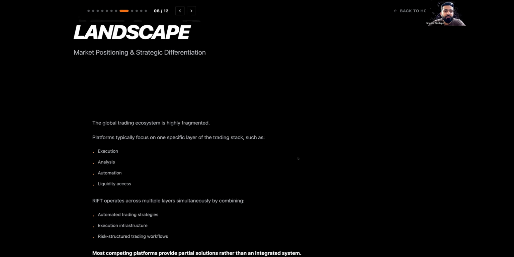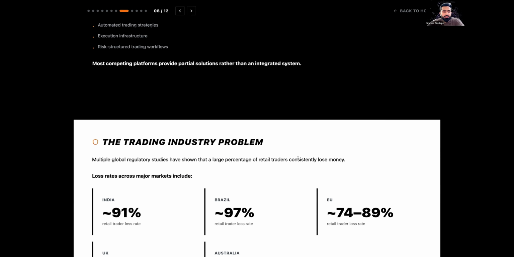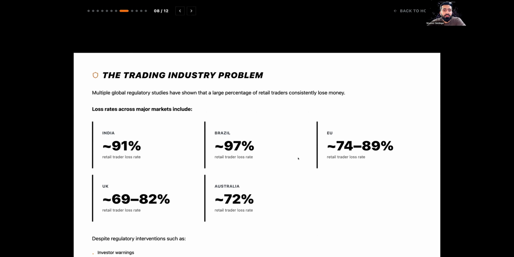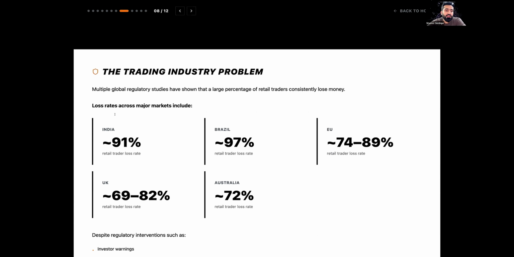Then comes the competitive landscape. If we look at the trading industry problem, India ranks top in retail traders losing money. 91% of the retail traders lose money. Then we have Brazil, also 97% of the retail traders lose money. Take a screenshot of this data where you have to recruit more.